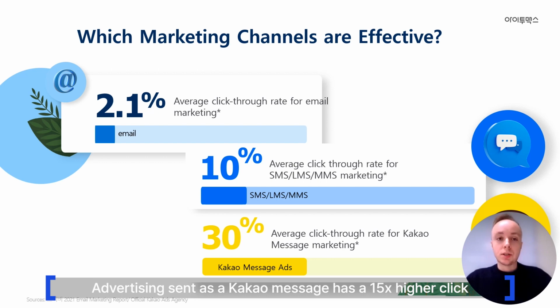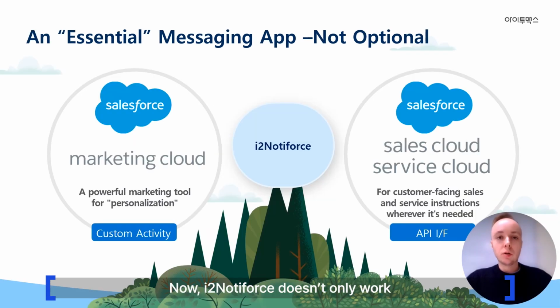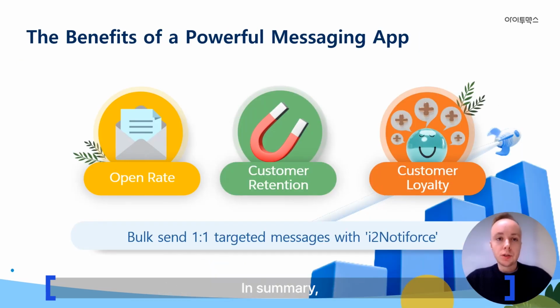Advertising sent as Kakao messages have a 15 times higher click-through rate than emails and a 3 times higher rate than simple text messages. Now, i2 Notiforce doesn't only work with Salesforce Marketing Cloud. It also works with Sales Cloud and Service Cloud, two Salesforce solutions with customer-facing messaging features. In summary, the easiest way to increase your marketing message open rate and to prevent customer churn in the Korean market is to 1. Utilize KakaoTalk, and 2. Send messages with a local caller ID. With i2 Notiforce, i2 Max can help you get started on the path to increasing customer retention and customer loyalty in the Korean marketplace.